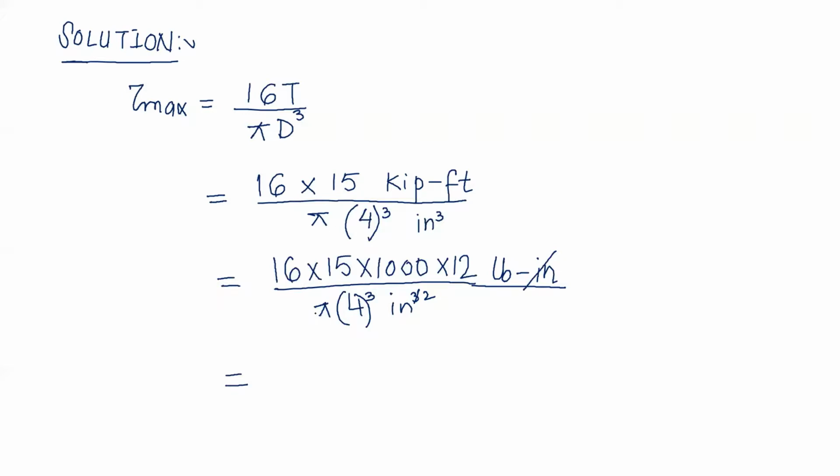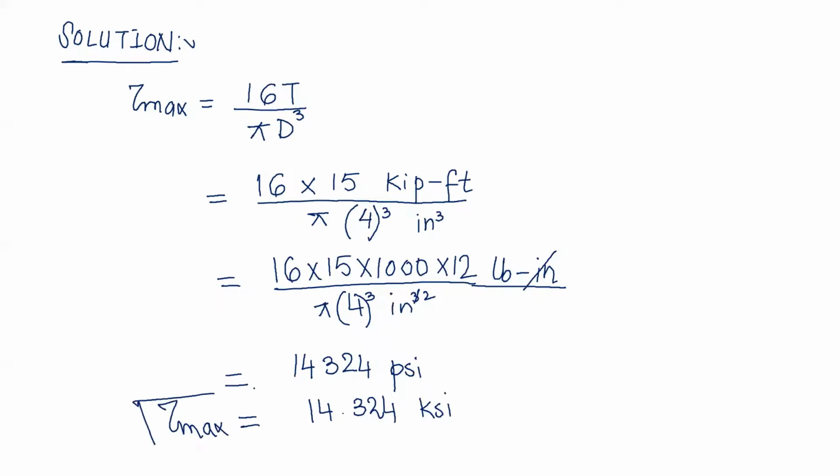So when we calculate, pi is obviously 3.141. The answer will be 14324 psi. PSI means pounds per square inch. When I divide this value, it will be 14.324, so I can write ksi. So this will be tau maximum. This is the way to calculate tau maximum. It is known as maximum shearing stress.